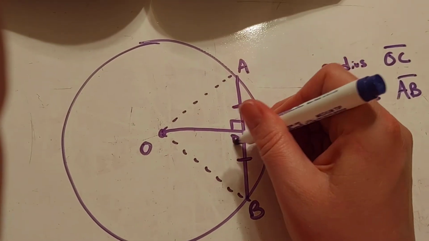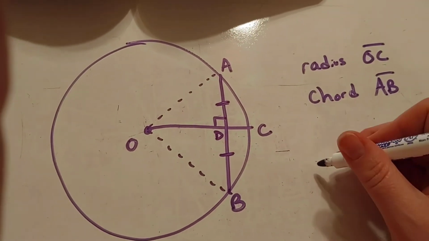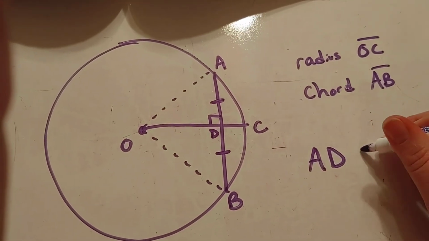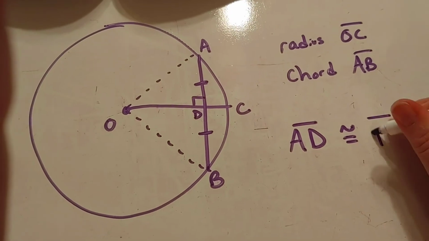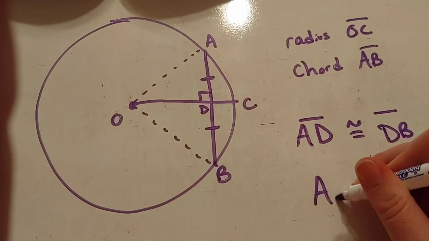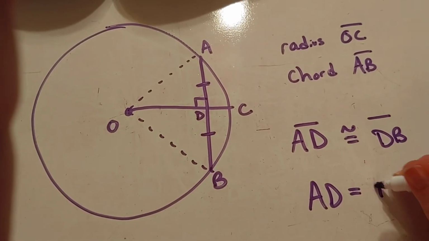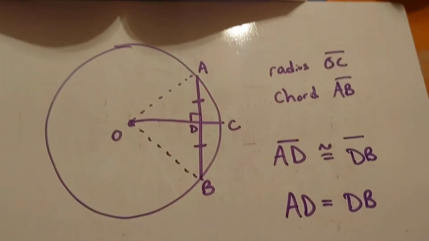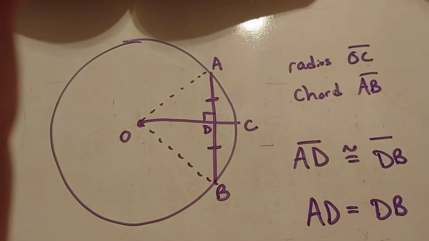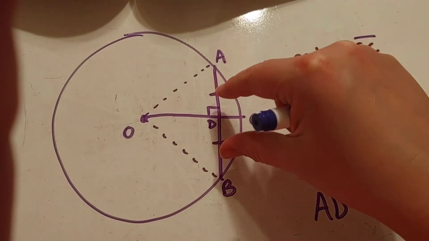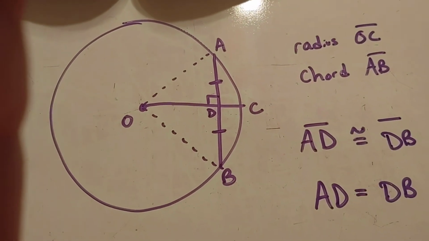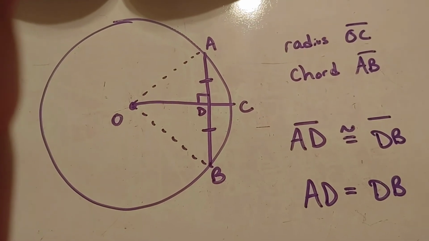There was a D indicated here in my book, so I could then write that out as segment AD is congruent to segment DB because the length of AD is equal to the length of DB. And that makes sense because according to my theorem, when I have a radius that is perpendicular to a chord, it will cut that chord into 2 equal segments.